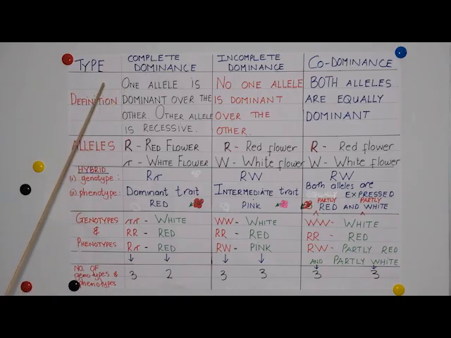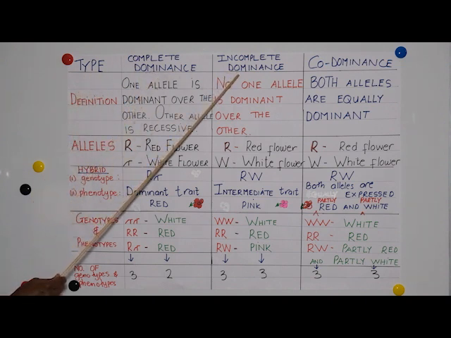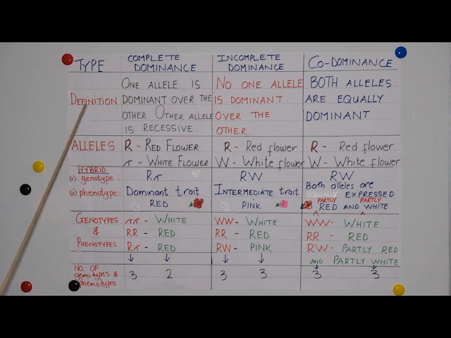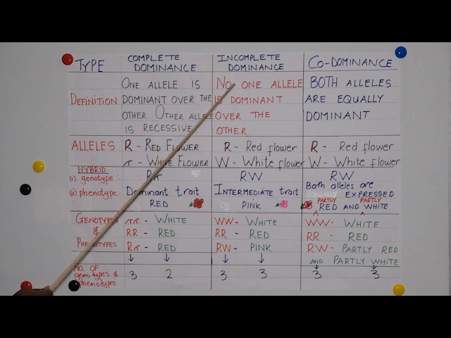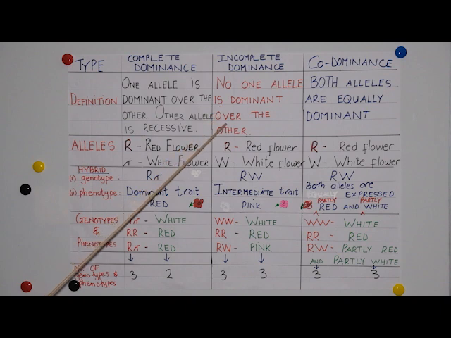I'm now going to do a comparison of complete dominance, incomplete dominance and codominance with respect to definition, how to represent their alleles, the genotype and phenotype of their respective hybrids, the rest of their genotypes and their respective phenotypes. The definition of each type of dominance. Complete dominance: one allele is dominant over the other. The other allele is recessive. Incomplete dominance: no one allele is dominant over the other. For codominance, both alleles are equally dominant.